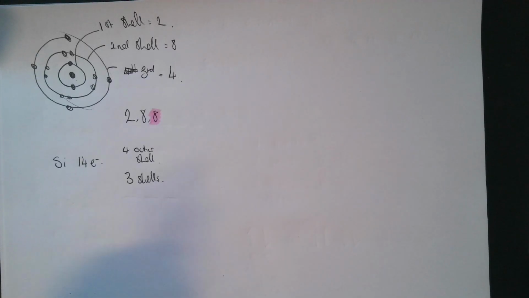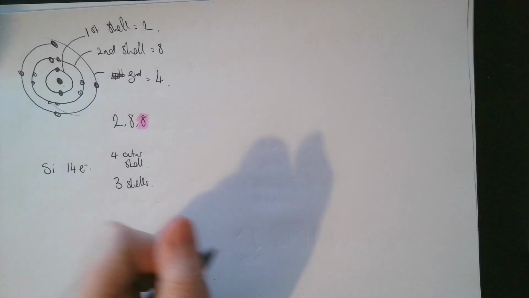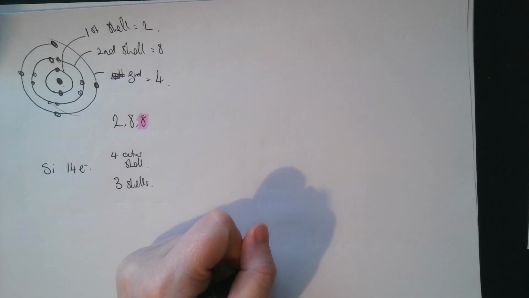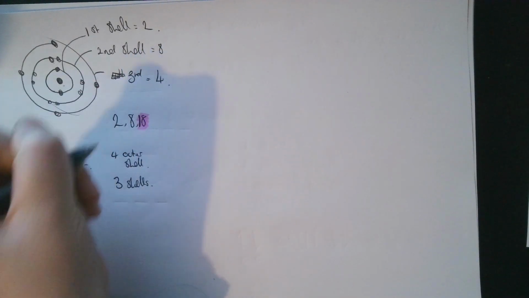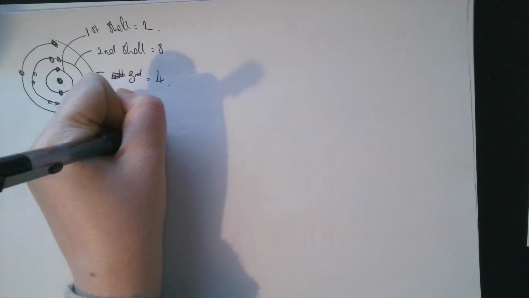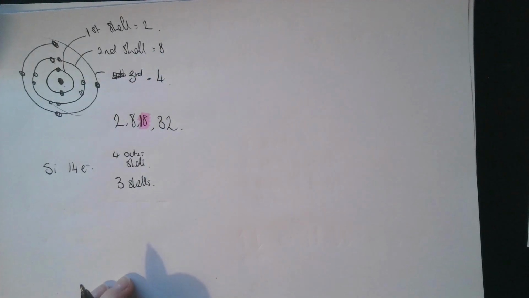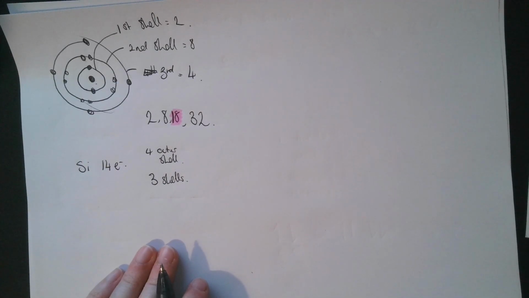The third shell not only holds 8, but it can hold a total of 18. And the fourth shell can hold 32. Why? That's what we're going to cover today.